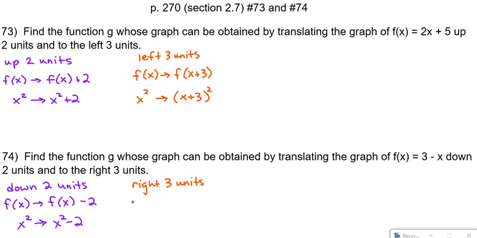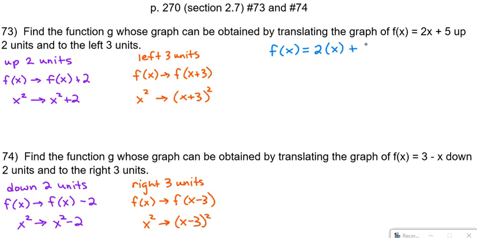And down here, if we're moving right 3 units, if we started with f of x, we would end up with f of x minus 3. Or, for example, if we started with x squared, we would end up with x minus 3 squared. So I think it'll make it a little bit easier for us to solve this problem if we put in some extra parentheses. So let's say that our original f of x is 2 times x with parentheses around the x plus 5. That doesn't change the meaning of it at all. It just makes it more clear to us what we're going to do.